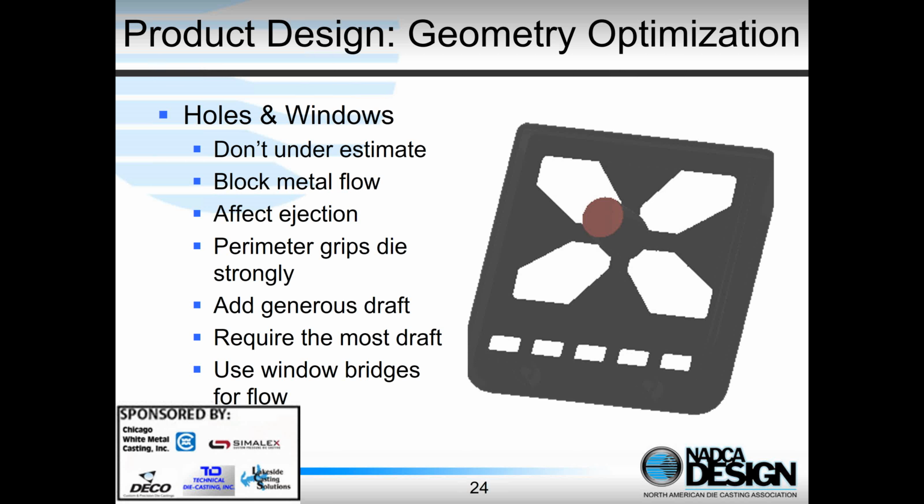So if we design a casting that's got a lot of windows in it, which often electronic components can do, then we need to be concerned about ejection. And so here we've talked about ways to try and avoid that.